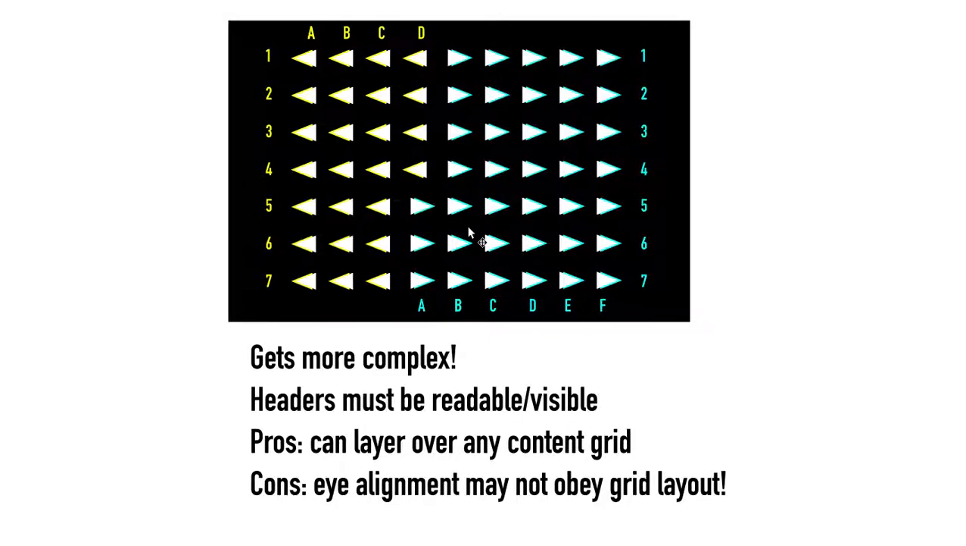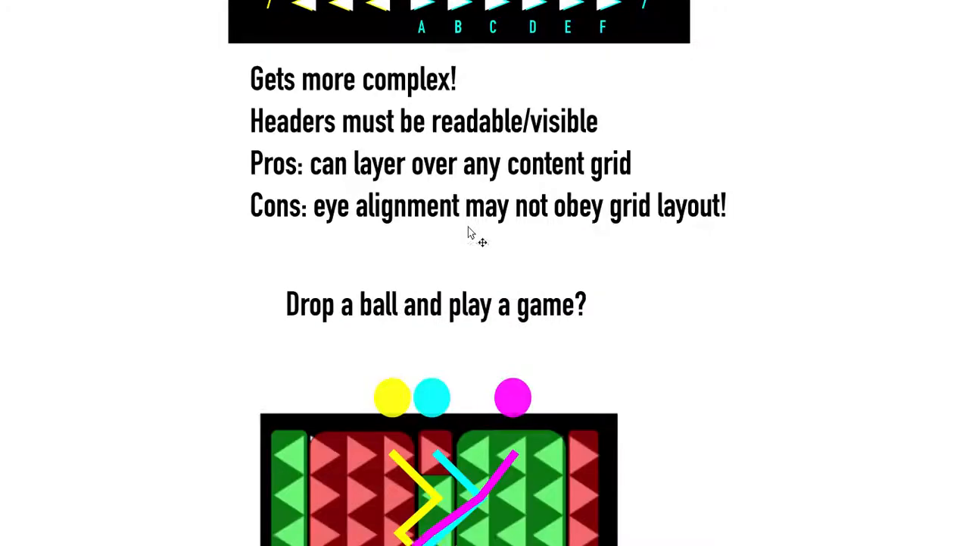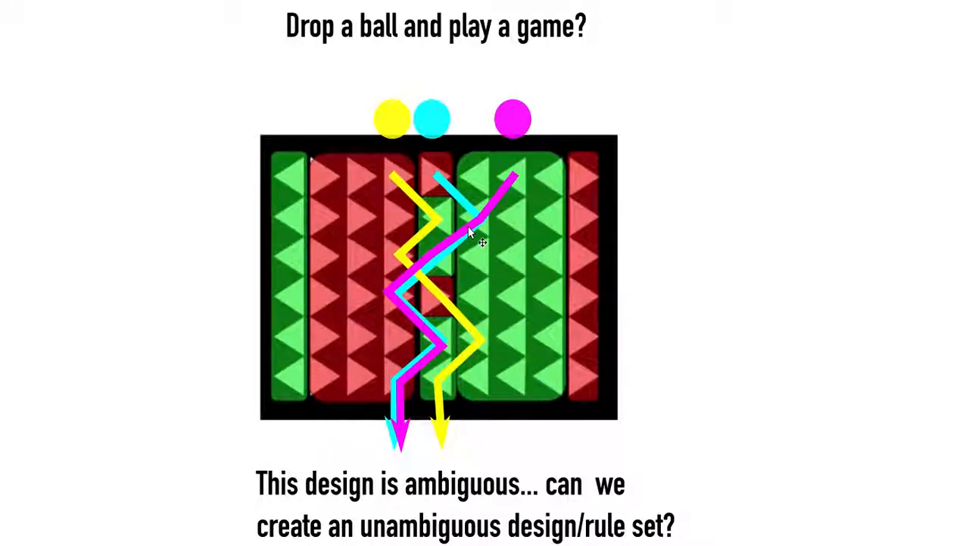Another idea would be, can we make an unambiguous design and a set of rules so that you can do something like drop a ball and play a game? Let's get back to this thing that Mr. C saw. So what if the rules are, if you see an arrow pointing left, so let's say, drop a pink ball in this column. Okay, so it's sort of visualized there in that eye.